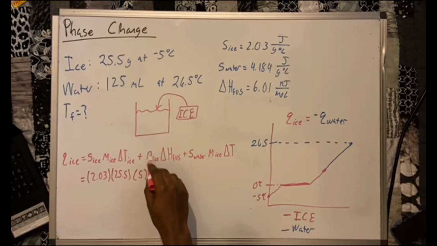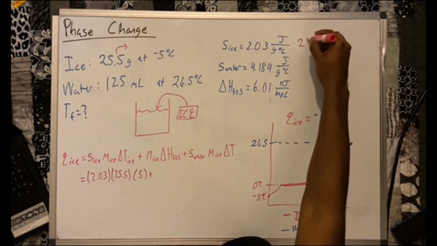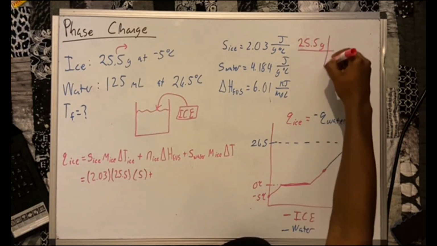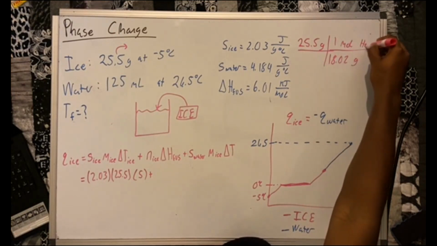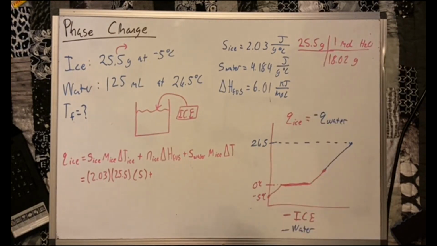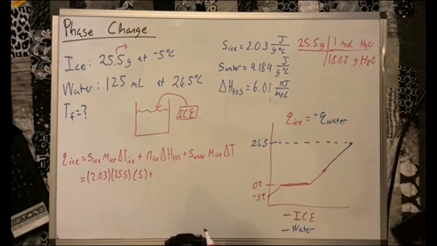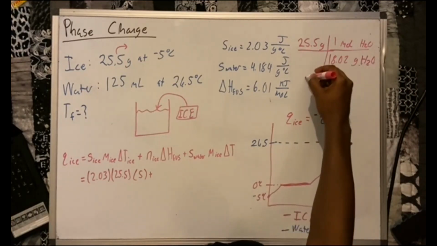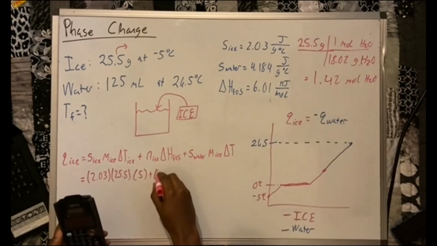Plus, the moles of that. So I need this in moles. It's water, so 25.5 grams. I know that there's 18.02 grams for every 1 mole of H2O. I got that just by doing the normal molar mass thing: 2 times H's molar mass plus oxygen's molar mass. So 25.5 over 18.02 gives 1.42 moles H2O.